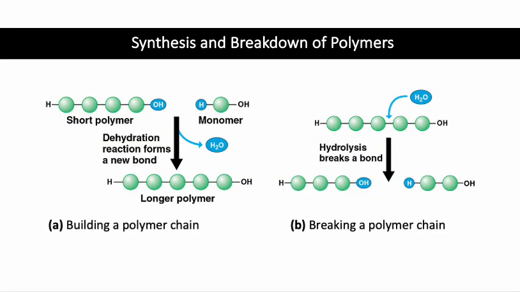Cells build polymers through dehydration reactions, which link monomers together while releasing a molecule of water. This process requires energy and is tightly regulated by enzymes. The reverse process, called hydrolysis, breaks polymers apart by adding water. Hydrolysis allows cells to digest food molecules and recycle macromolecules when they are no longer needed.